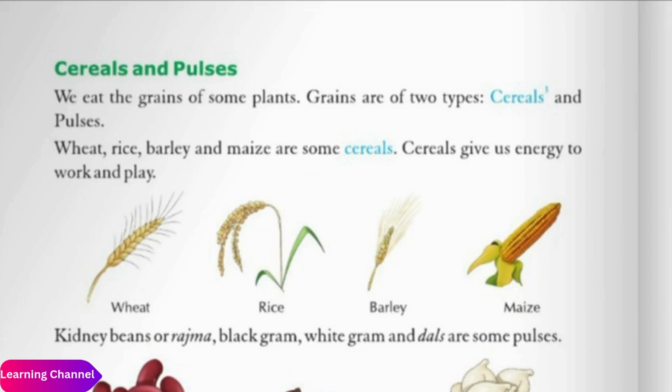Now let's discuss cereals and pulses. We eat the grains of some plants. Grains are of two types. One is cereals and the other is pulses. Wheat, rice, barley and maize are some cereals. Cereals give us energy to work and play. For example, wheat, rice, barley and maize.